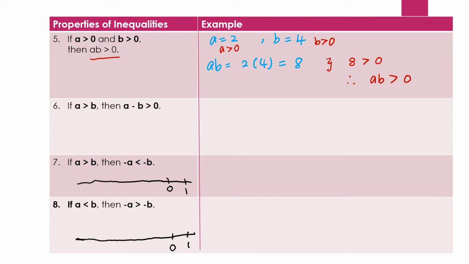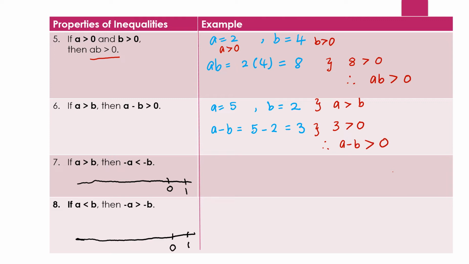For property number 6, this time I have A greater than B. So let A equal 5 and B equal 2. So I have A minus B equals 5 minus 2, which equals 3. So here, A is definitely bigger than B because 5 is greater than 2. And 3 is greater than 0. Therefore, A minus B is definitely a positive number, which is greater than 0.